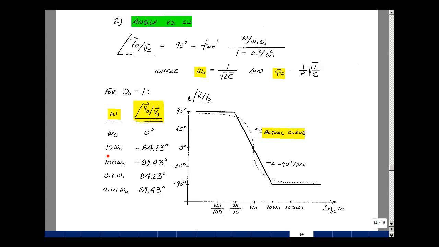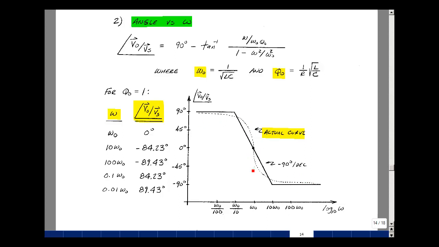Then if I do omega equal 10 omega naught, I get a minus 84.23. That's about over here. 100 omega naught, I get a minus 89. 0.1 omega naught, back over here, closer to 90, and then 0.01, 89.43. Here's the actual dotted curve, and Bode approximated this with 3 straight lines. One here, and one here. We're changing a total of 180 degrees in 2 decades. We're falling at minus 90 degrees per decade. This is a good approximation to the actual curve.